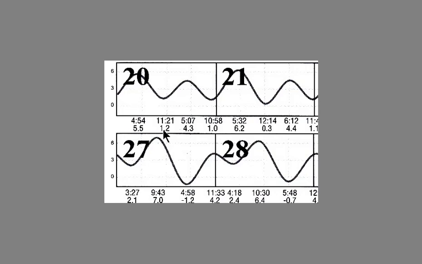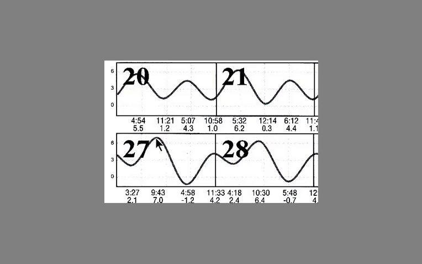So for example, on the 27th, you can see there's a low tide, a high tide, another low tide, and another high tide. Now, these numbers down here tell you the time and the height of the tide. So this low tide occurred at 3:27 a.m. and it was 2.1 feet high. What that means is that it was 2.1 feet above zero, and the zero tide is defined as the average of all the low tides. Okay, that's by international agreement, that represents zero sea level.